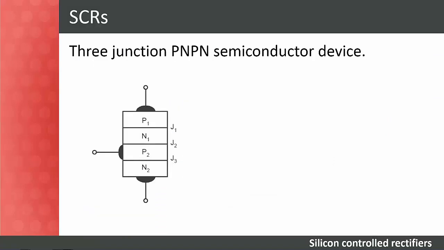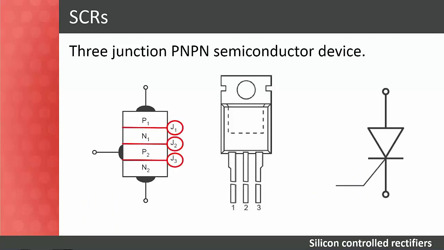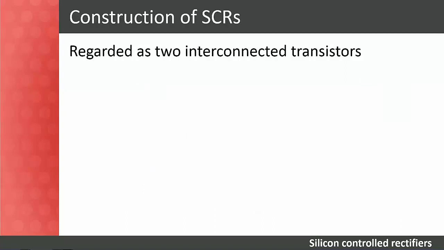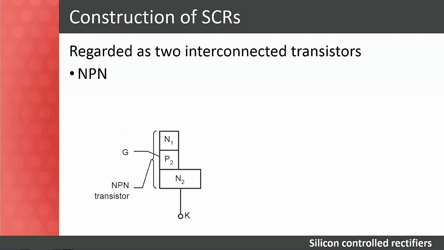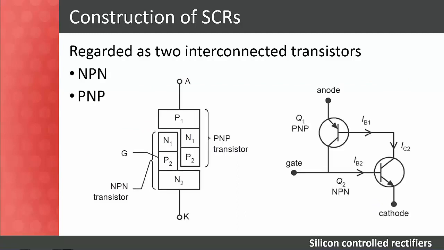An SCR is a 3-junction PN-PN semiconductor device. It has 3 pins: the anode, which is the positive terminal, the cathode, which is the negative terminal, and the gate. An SCR can be regarded as 2 interconnected transistors, one NPN and the other PNP. The collector of each transistor is connected to the base of the other transistor.